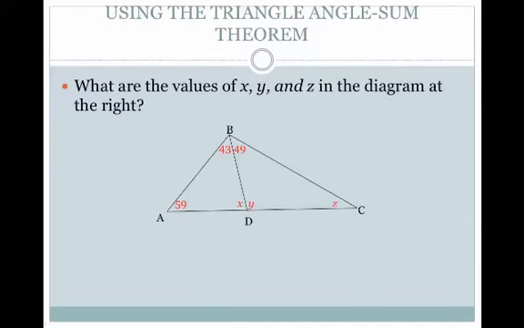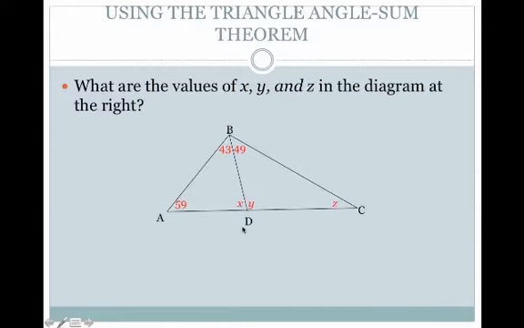All right, so let's use that triangle angle sum theorem to find x, y, and z. First of all, if you look at triangle ABD, we only have one variable missing. If we look at triangle BDC, we have two variables missing. So we want to work with a triangle that only has one variable missing. You could work with the bigger triangle first to find z, but it's just going to be easier to find x first.